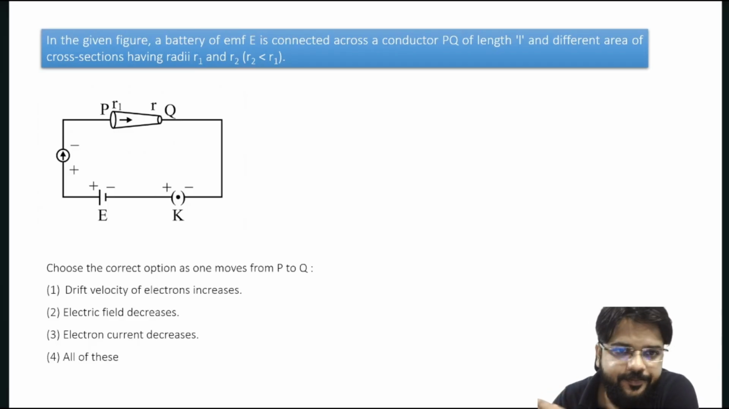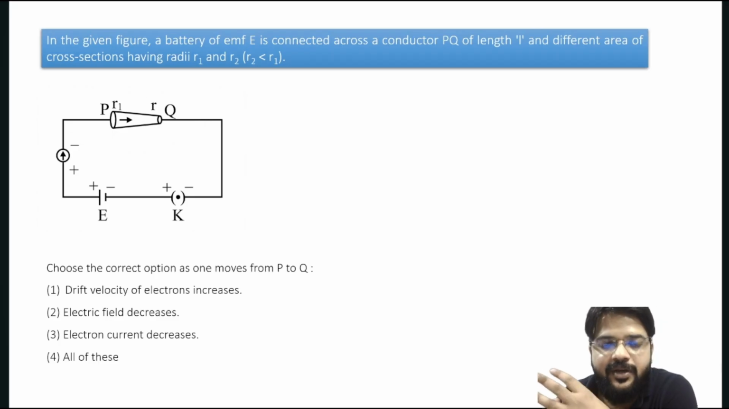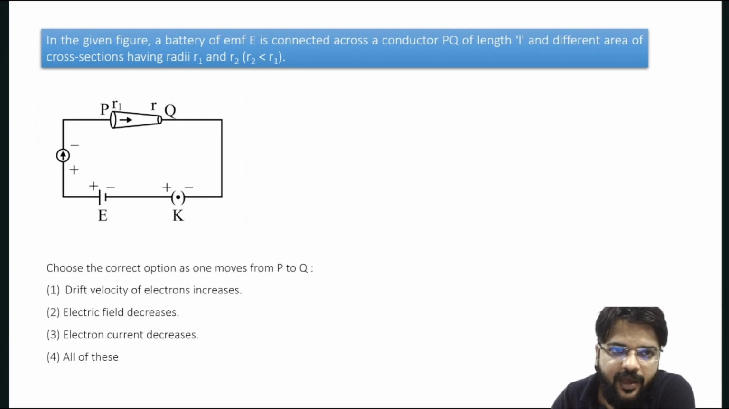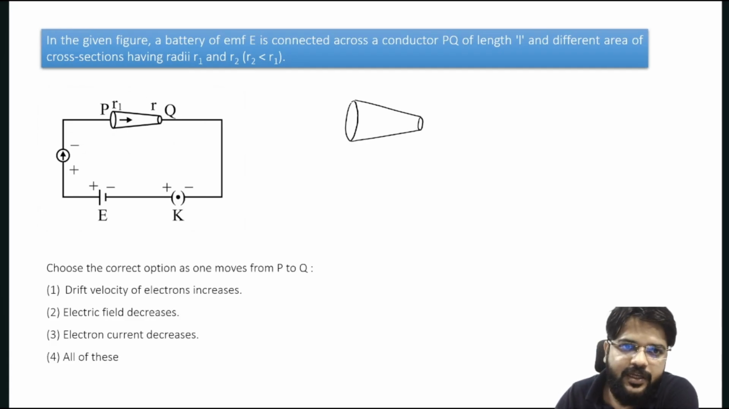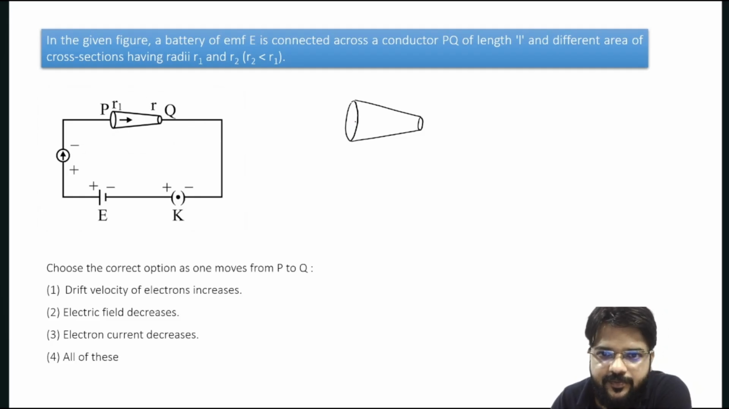Now let's see one question. In the given figure, a battery of EMF E is connected across the conductor PQ of length L and different area of cross section having radii R1 and R2. R2 is less than R1. So here we have one circuit and we have this type of conductor. This type of conductor is given in this picture. And now we are connecting this conductor with the battery. So what is happening if I will draw the electric field lines? These are the field lines.